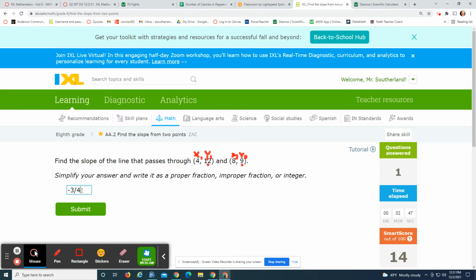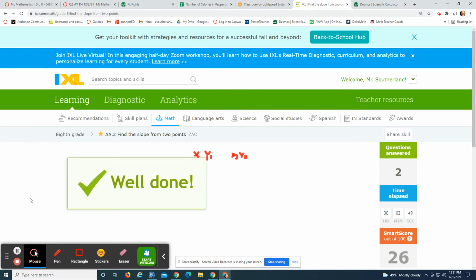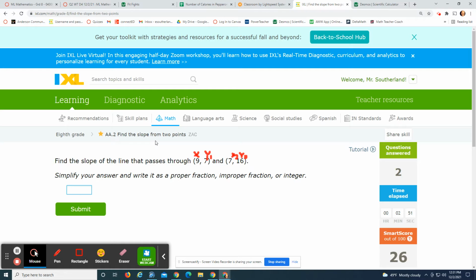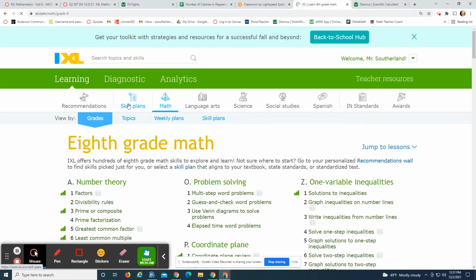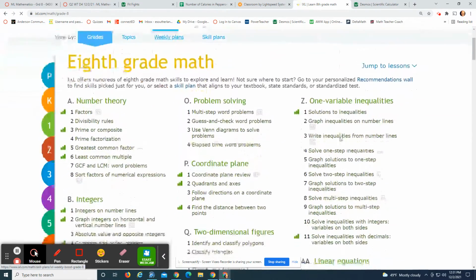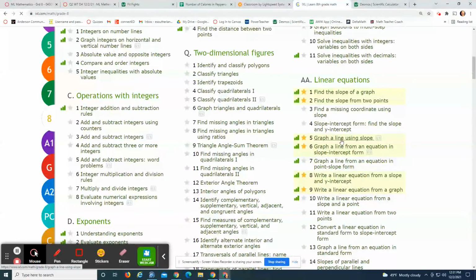Negative 3 over 4. And then you're going to click submit. And you'll repeat that over and over again. So when you're finished with this one, you're going to go back to 8th grade and do AA5.